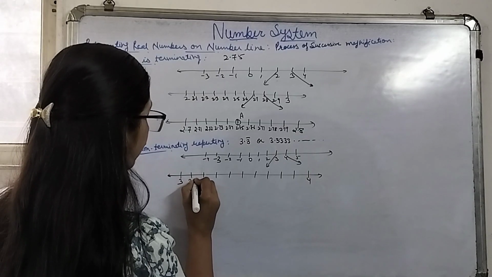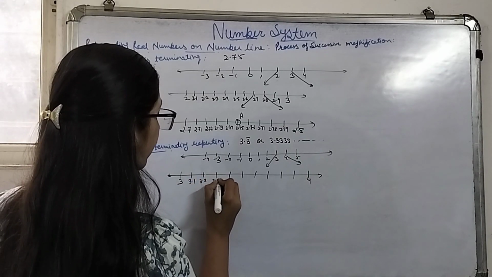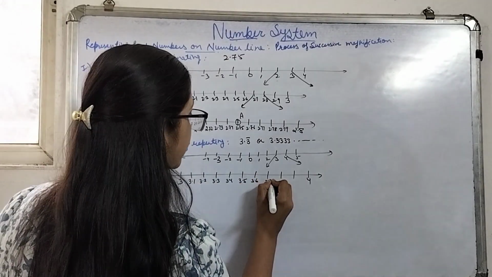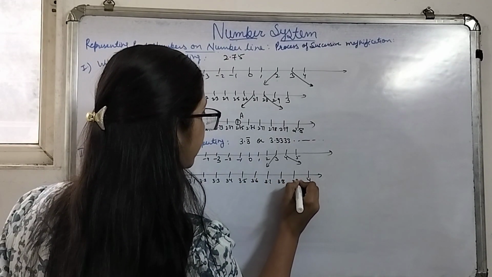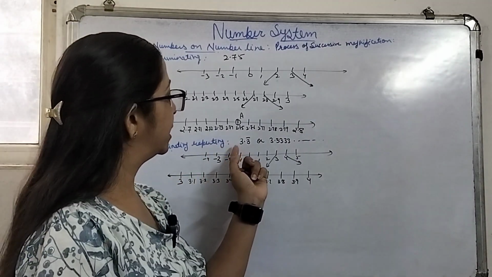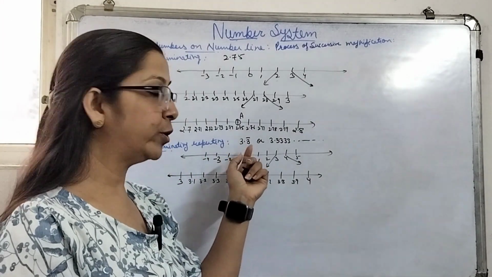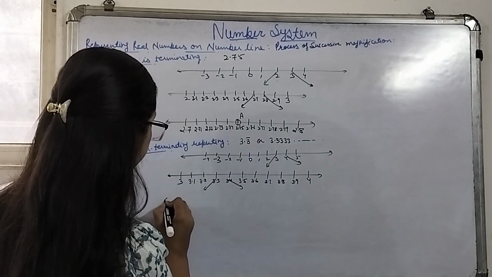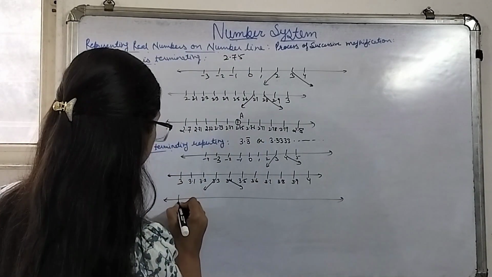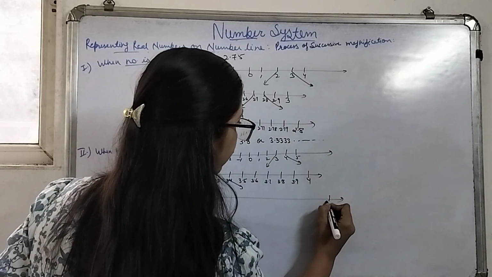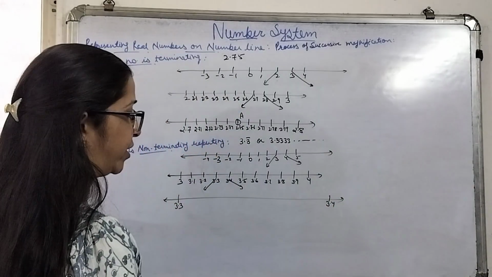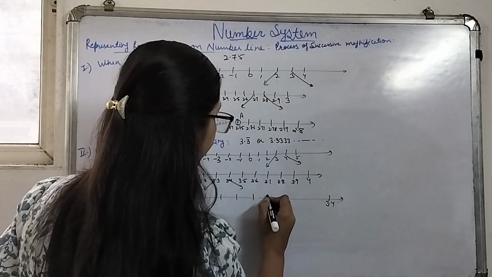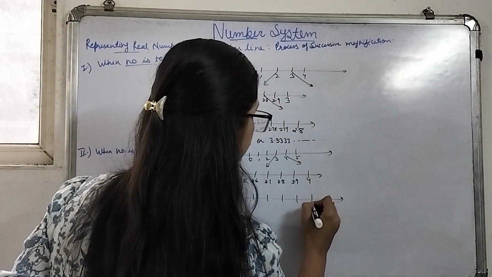The first point will be your 3.1, 3.2, 3.3, 3.4. Like that we will number it. 3.7, 3.8, 3.9. Like this. Now we can see the number will lie between 3.3 and 3.4. Further we will be magnifying it. At one end we will be taking 3.3. At the other end we will be taking 3.4. Further we will divide it into 10 equal parts. 1, 2, 3, 4, 5, 6, 7, 8, 9 and 10.